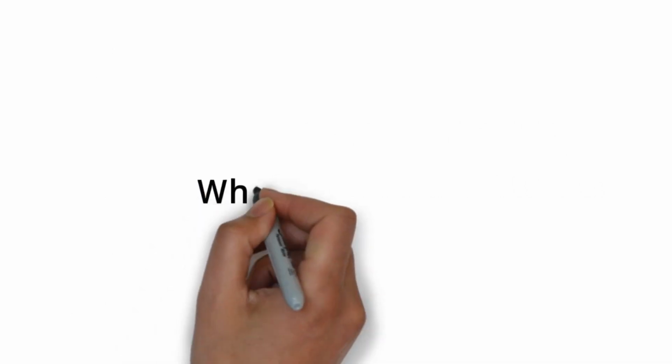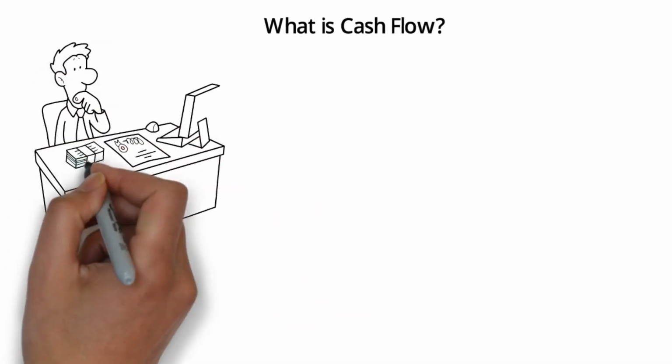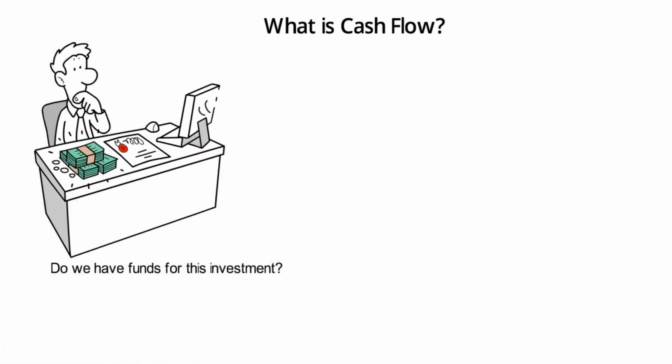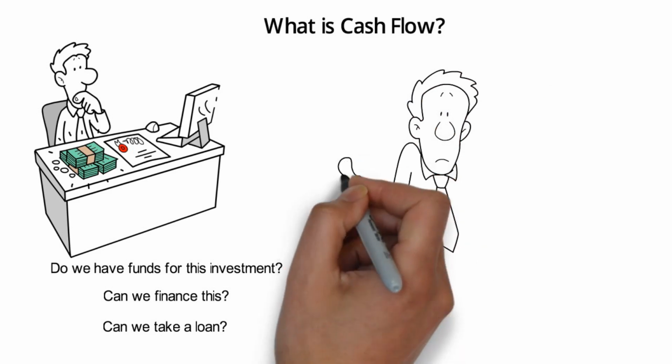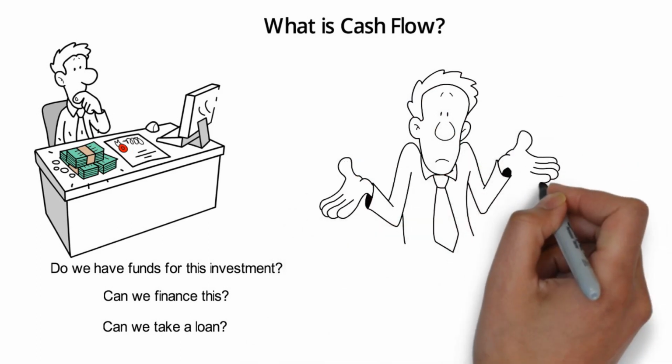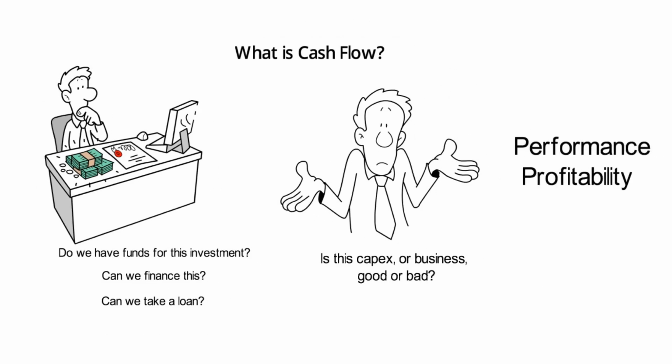There are different types of cash flow. First of all, people talk about cash flow when they talk about liquidity, such as, do we have funds for this investment? Can we finance this? Can we take a loan? All of that is about cash flow. It's also common that people talk about cash flow when it comes to answering the question, is this Capex or business good or bad? Trying to judge whether or not this is better than that, they talk about cash flow. So in this case, it's about performance, profitability, or value.